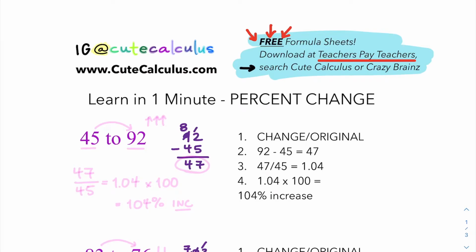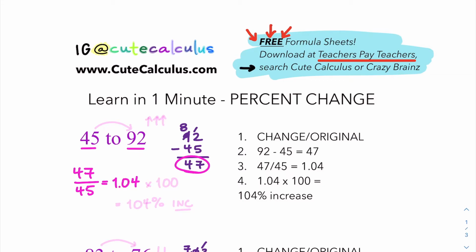Calculating percent change is as simple as finding the difference between your two values and dividing that by the original number. So for this first example, we're going to find the difference between 45 and 92, and we can see here it's 47. So I'm going to write my change, which is 47, over my original value, which is 45, and if you put that in the calculator, that's going to give me 1.04.